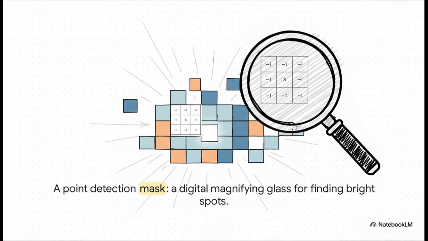Now, the way it finds these things is pretty cool. It uses a tool called a mask. Just think of it like a tiny digital magnifying glass. This little grid of numbers slides across the entire image, one pixel at a time, and the numbers inside the mask are set up in a very specific way, so that it only lights up, gives a strong response when it lands right on top of a single bright spot surrounded by darkness.